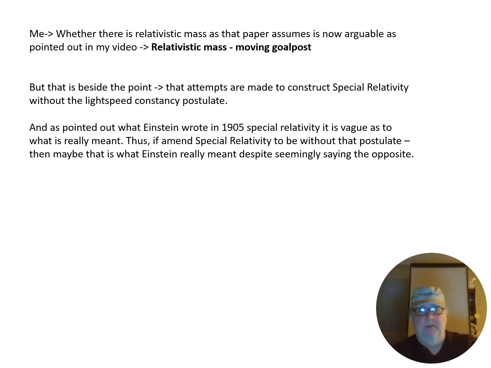That there are attempts made to construct special relativity without the light speed constancy postulate. And as pointed out, what Einstein wrote in his 1905 special relativity paper is vague as to what he really meant. Thus, if special relativity is meant to be without the postulate, then maybe that's what Einstein really meant, despite seemingly saying the opposite.